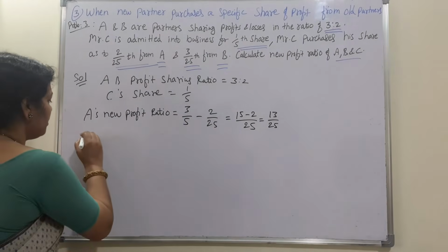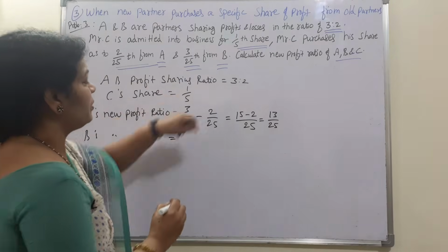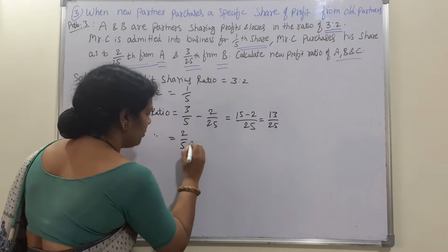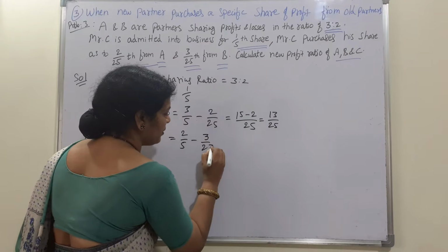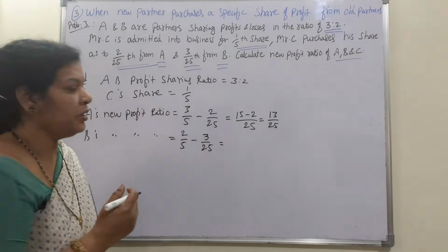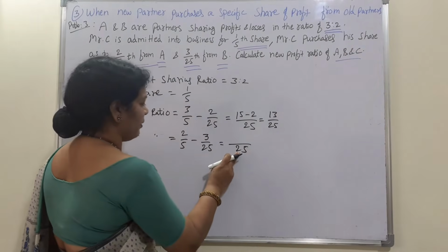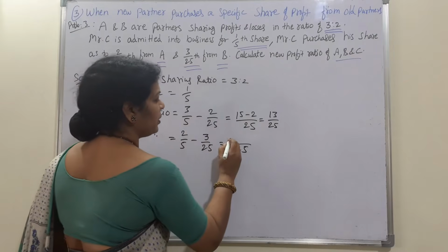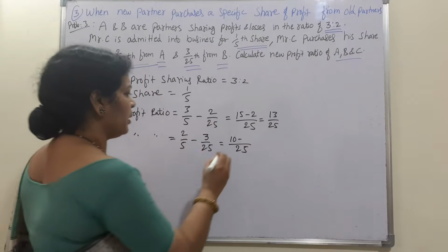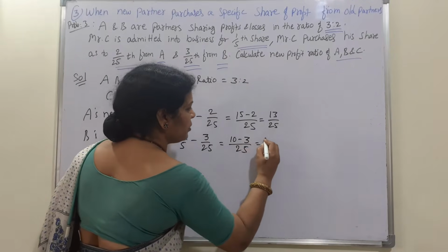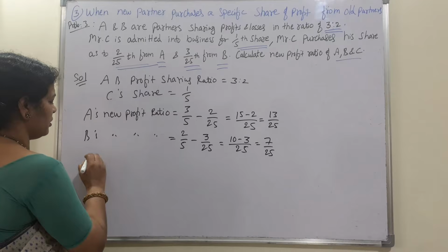So you got it. In the same way, B's new ratio. B's old one is 2/5. Out of this, how much is he sacrificing? 3/25. If you deduct it, you will get the new ratio of B. LCM is 25. 5 5s are 25, 5 2s are 10, minus 3. So this is 7/25. And C's share, you know, is already 1/5.